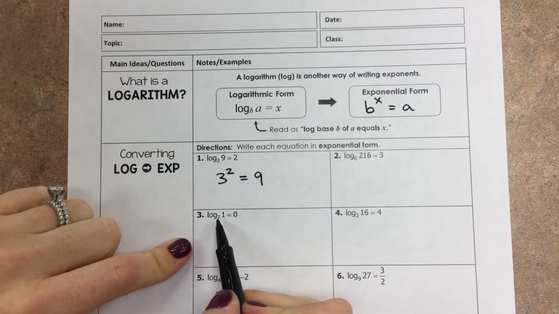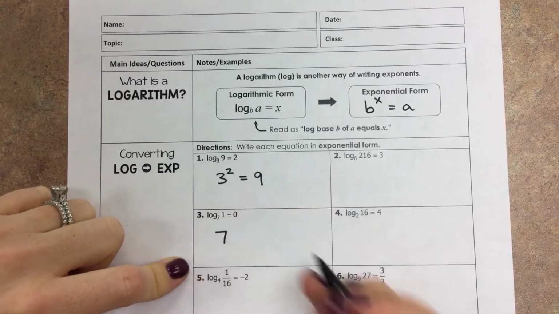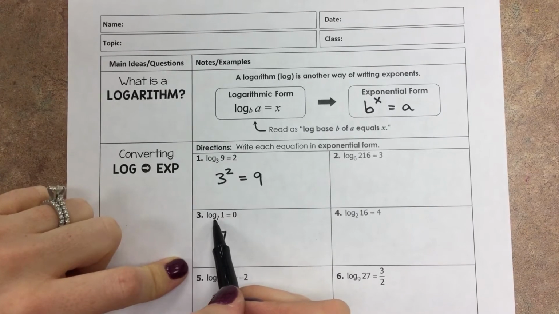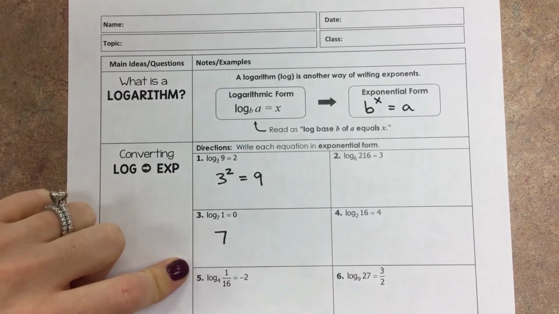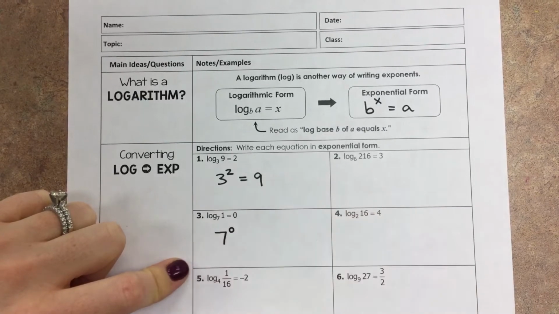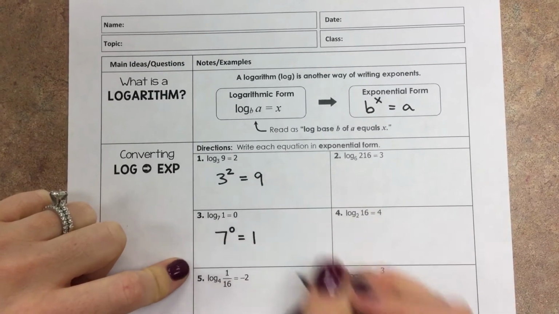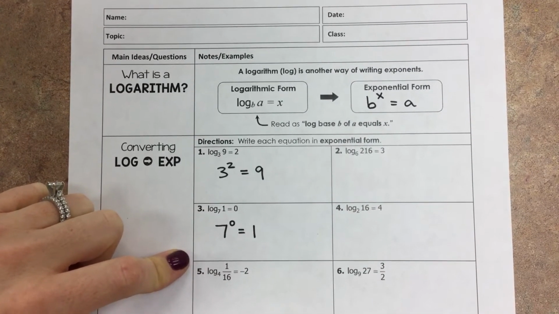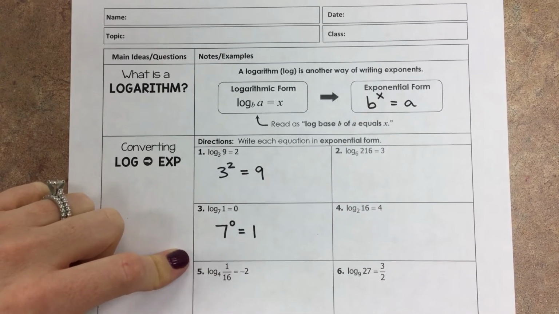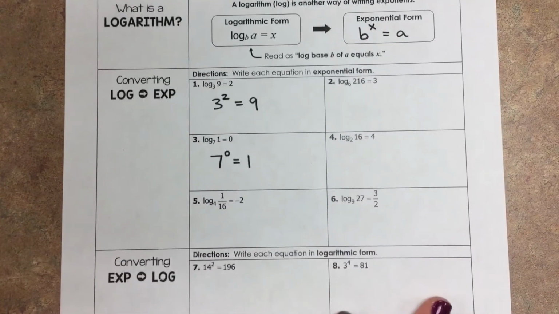This little subscript right here becomes your base. We call it the base when it's in logarithmic form, and we call it the base when it's in exponential form. The free floating number over here turns into your exponent. Equals, and then this middle number right here is like your answer. And again, fact check it. 7 to the 0 is equal to 1, because anything to the 0 is equal to 1.